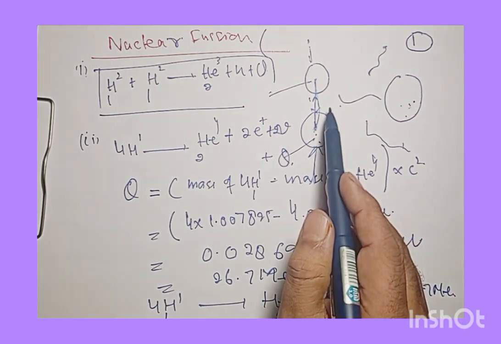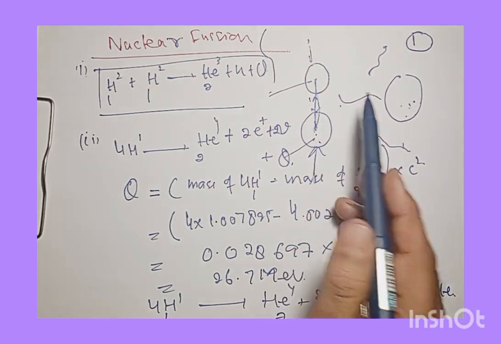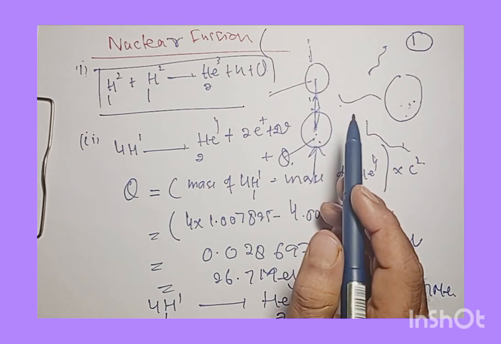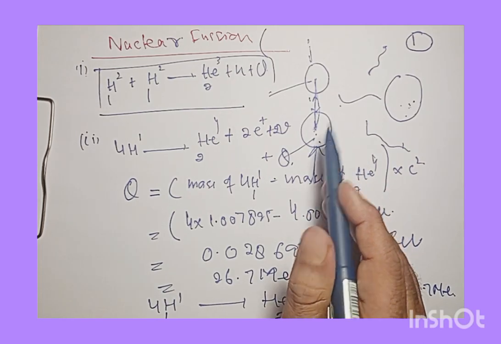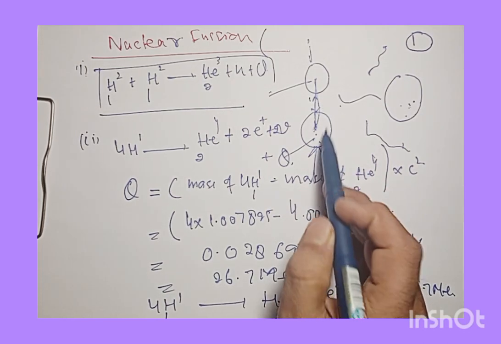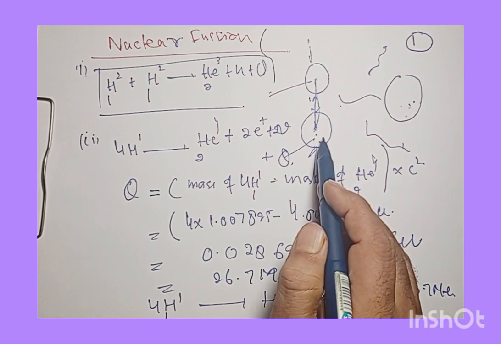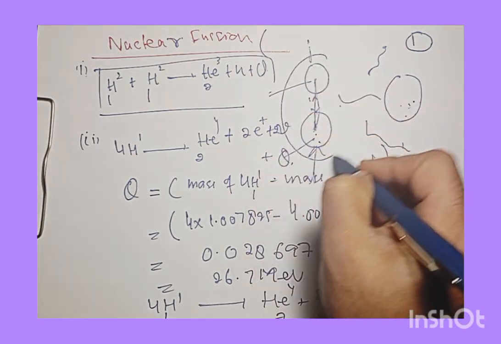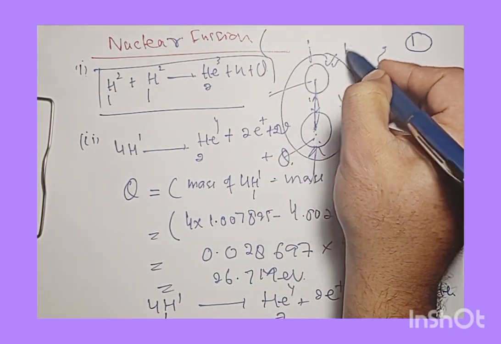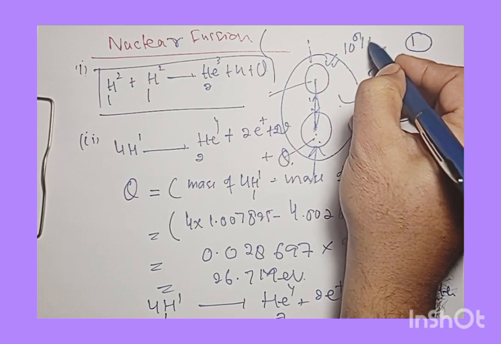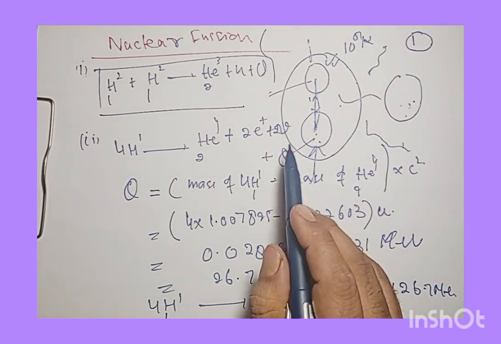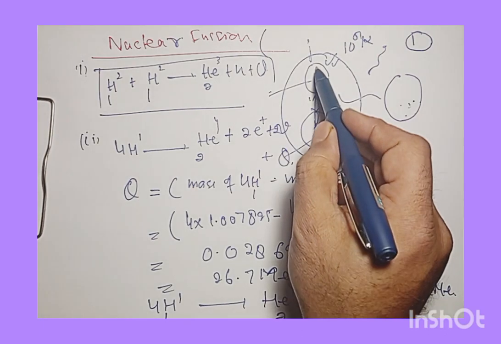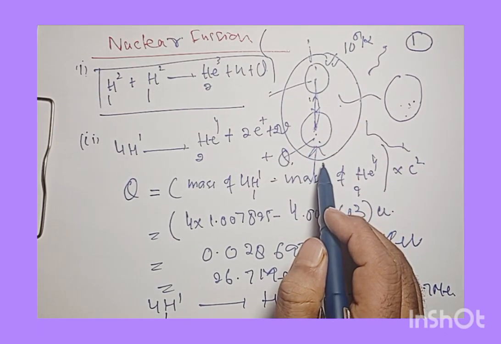And that's why we call it a thermonuclear reaction, because it's dependent on the temperature. You cannot have the fusing of two lighter atoms at ordinary temperatures. In fact, the temperature that we need to fuse these two nuclei is of the order of 10 to the power of 8 Kelvin.